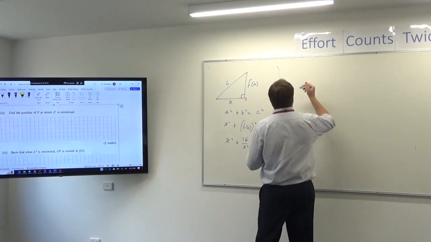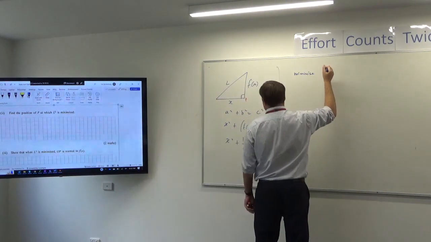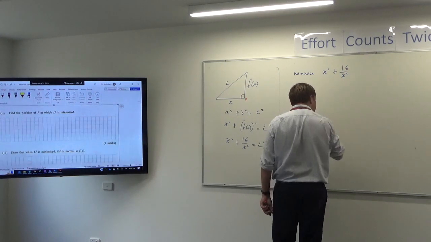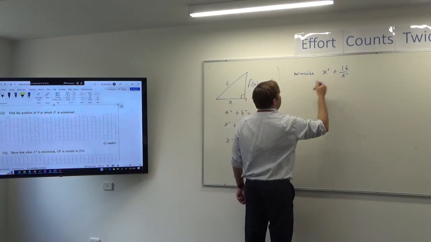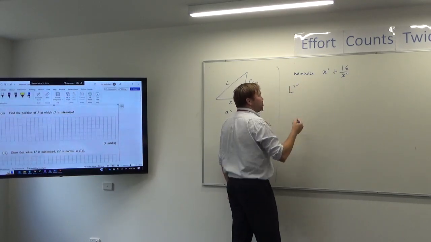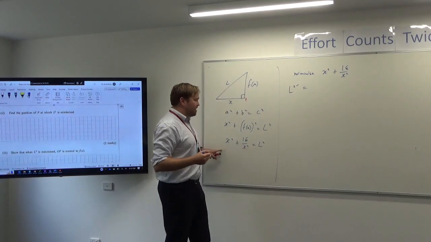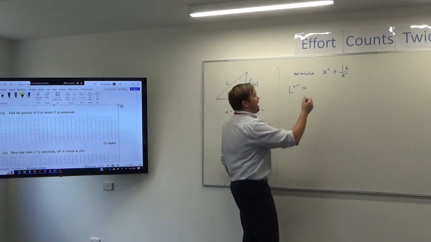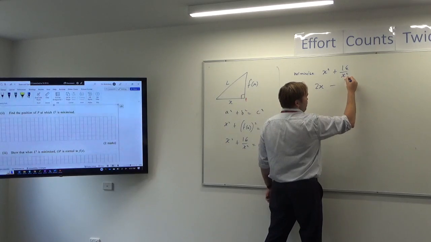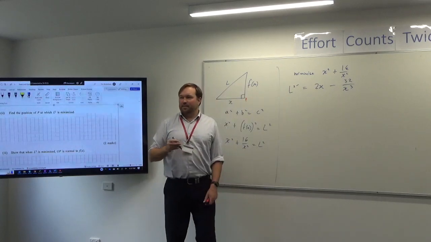So we're looking for when we want to minimize x squared plus 16 on x squared. So we need to find, it sounds weird, but L squared dash. They wouldn't care too much about the notation, but we're going to differentiate this. If this is L squared dash is going to be 2x minus 32 on x cubed. Got that one right?